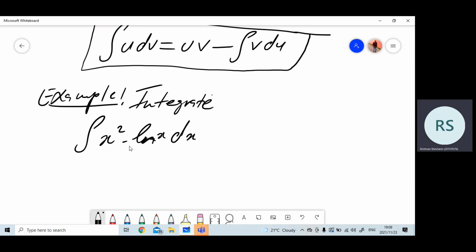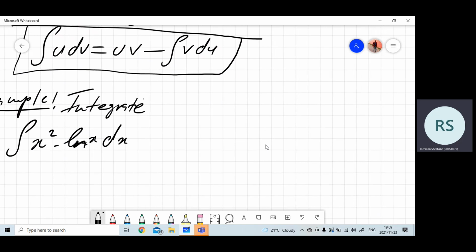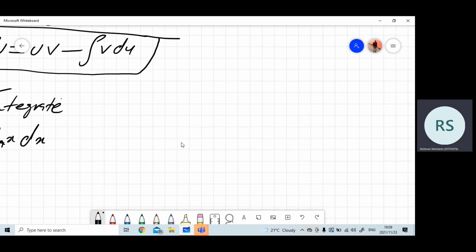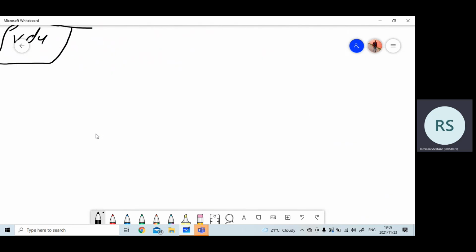So how do we use this formula? You need to choose what is u from this function and what will be dv. Let me write this name, which always helps me to choose what will be u and what will be dv. I always use the name LIATE. Each letter stands for a type of function that you know. Let's start with L. L stands for log functions.